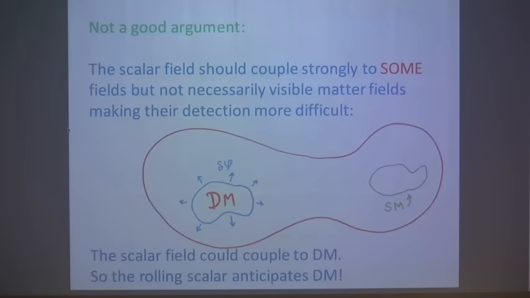But from a string perspective, these do not look like good arguments. First of all, it's true that scalar fields should couple to something strongly. String theory tells you that. But that something may not be the standard model. It could be that we have a compact manifold. The standard model is coming from a local region of the internal geometry, and then there's some other sector, the dark matter, for which the scalar couples strongly. So in this case, if we are in a rolling situation, one anticipates dark matter. So it's a prediction of dark matter instead of a negative thing. It's the exact opposite.